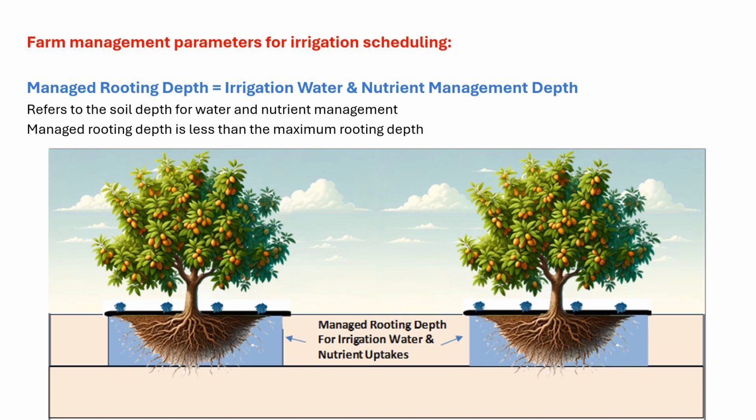Selecting a managed rooting depth simplifies water and nutrient applications and management. Since the managed rooting depth is less than the maximum rooting depth crops can explore, it also serves as a safety margin. In the previous slides, we have primarily focused on soil water. In the next slide, we will briefly discuss irrigation water quality for micro-irrigation.